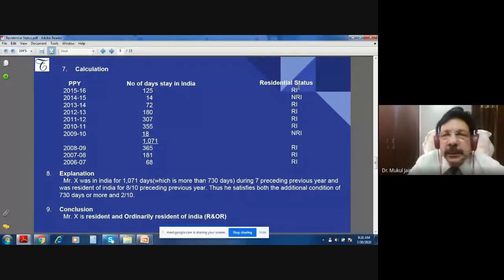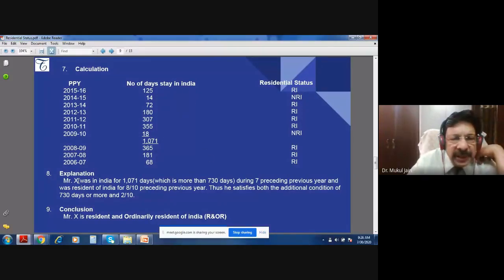Just 1 minute. Resident Indian, NRI, resident Indian. 182 days. Okay, he meets, yes. If you see, he lived 365 days here and 307. So it's more than 2 years. So therefore, we have written he was a resident Indian, according to the criteria.